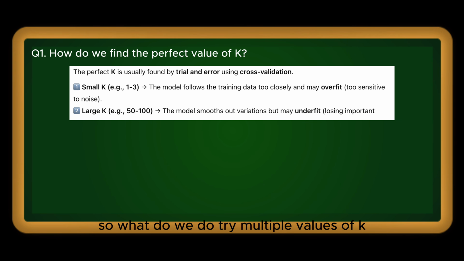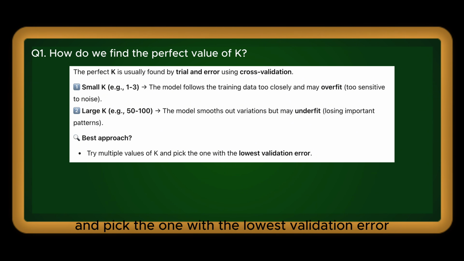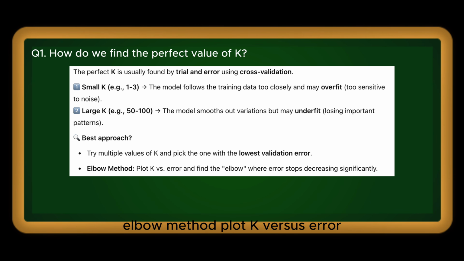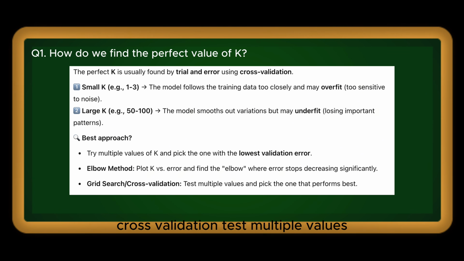So, what do we do? Try multiple values of K and pick the one with the lowest validation error. Elbow method: plot K versus error, and find the elbow where error stops decreasing significantly. Grid search, cross-validation: test multiple values and pick the one that performs best.